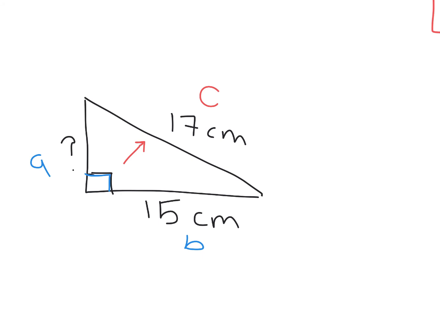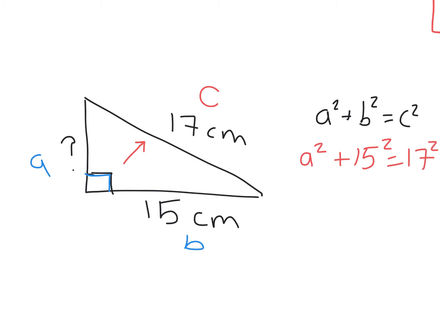Again, we're going to start the same way. We're going to recall that the Pythagorean theorem tells us that A squared plus B squared is equal to C squared. And we're going to plug in the values that we know. We don't know A, so I'm just going to write A squared plus B squared. Well, we know B is 15, so I'm going to write 15 squared is equal to C squared. We know C as well, so I'm going to put 17 for C squared.